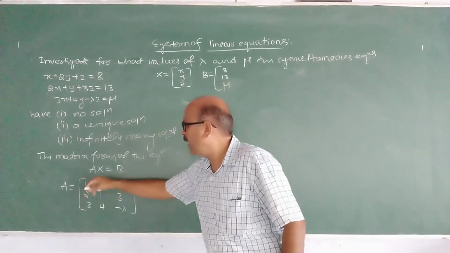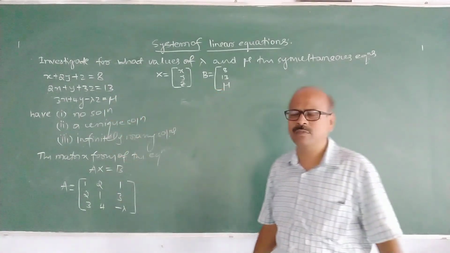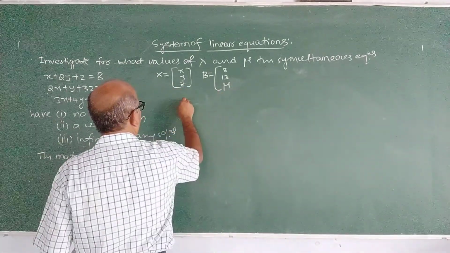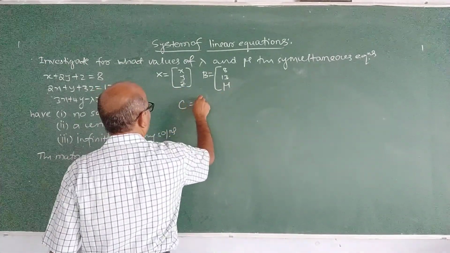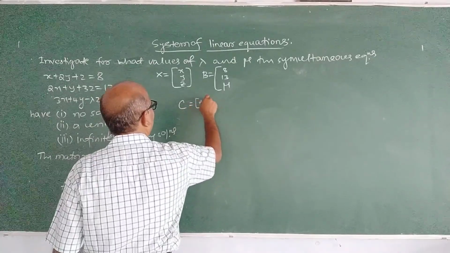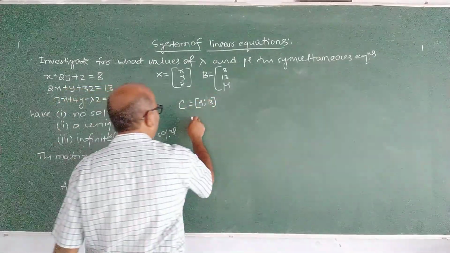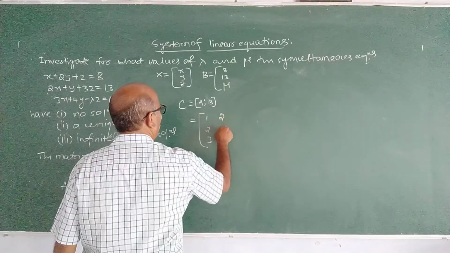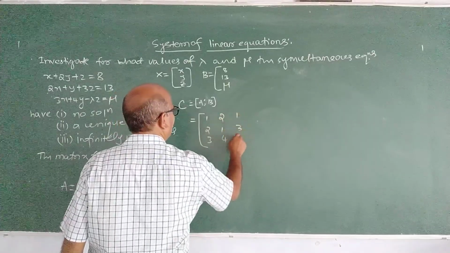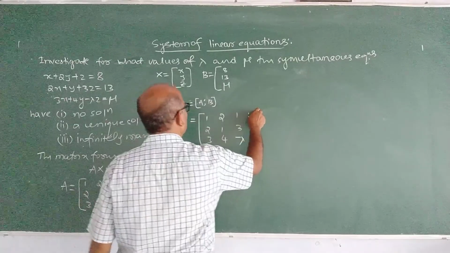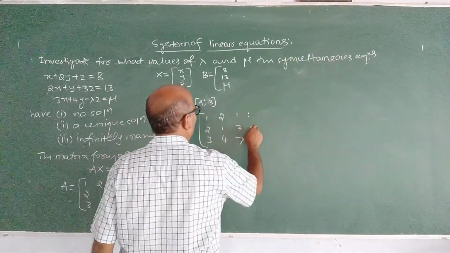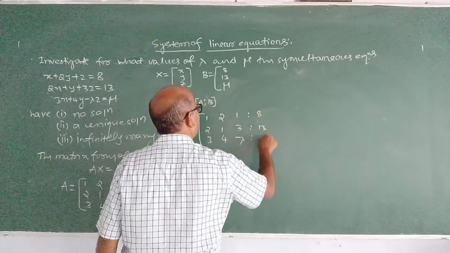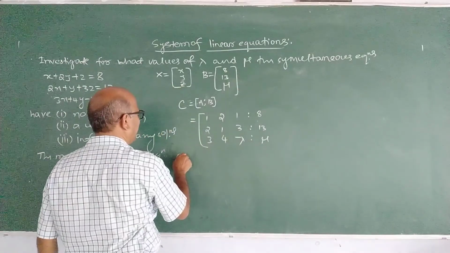Now if you substitute A, X and B, you will get this system of equations. This is the matrix form of the system of equations. Now we consider the augmented matrix. C is equal to the matrix AB. The matrix consisting of A and B is called the augmented matrix. So 1, 2, 1, 8; 2, 1, 3, 13; 3, 4, minus lambda, mu, and we separate it by a dotted line.